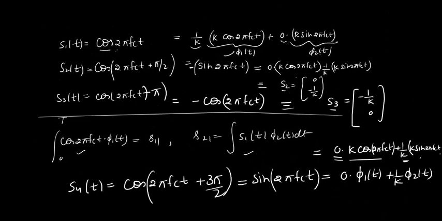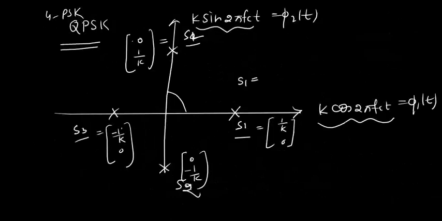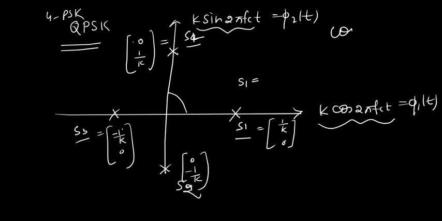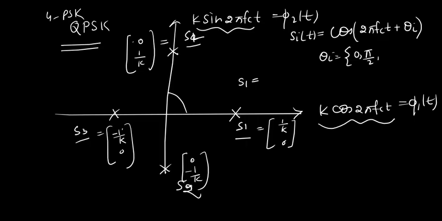cos 2π f_c t plus sin 2π f_c t. So, this is the theta. So, if cos of 2π f_c t plus θ_i, your S_i(t) has the form cos(2π f_c t + θ_i), where θ_i is 0, π/2, 2π/2, 3π/2, 4π/2.